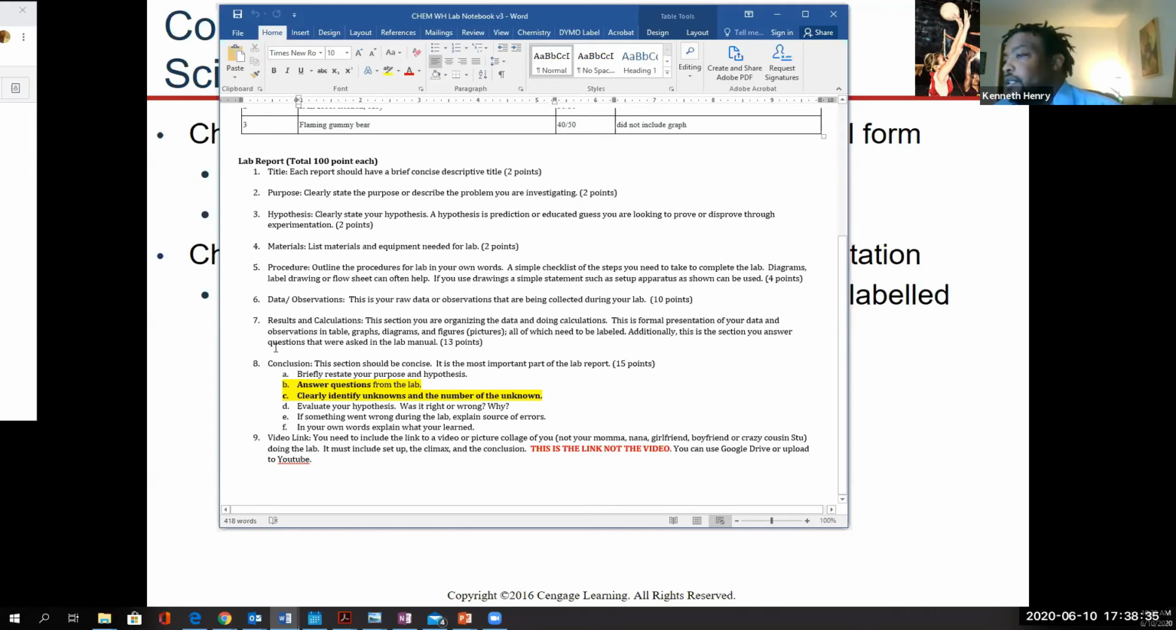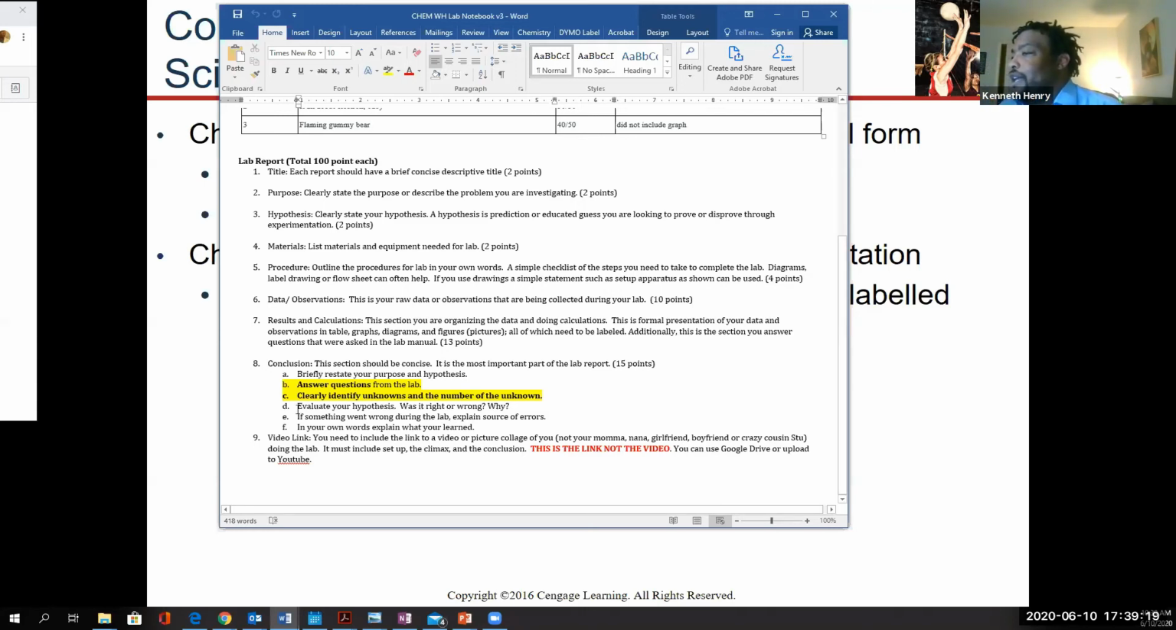Okay, so in the conclusion, this is the part where you get a chance to be biased. In the conclusion, you want to briefly state the purpose and the hypothesis, right? Briefly. You want to answer all of the questions in the lab. You want to clearly identify unknowns and make sure that you number those unknowns, because otherwise I don't know what you're talking about. Not all your labs will have unknowns, but there will be one or two that will. Usually those unknowns count as individual points themselves, so if you don't give me that information, you could lose a whole 100 points.